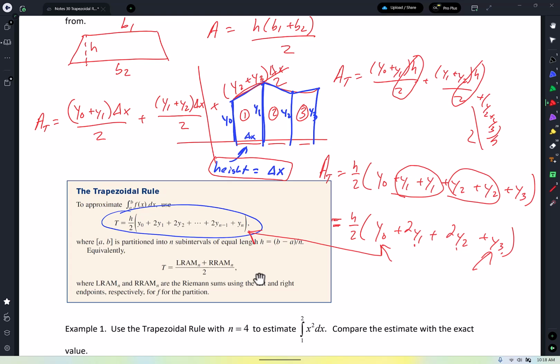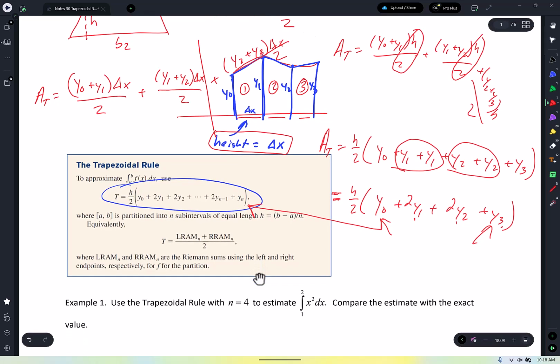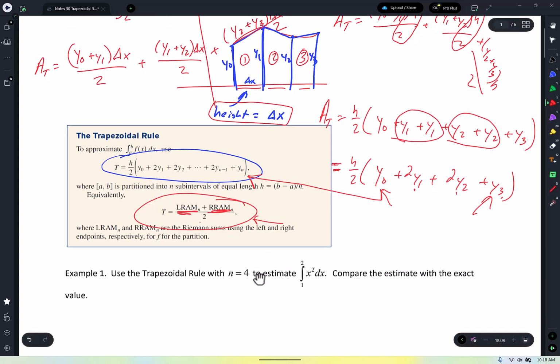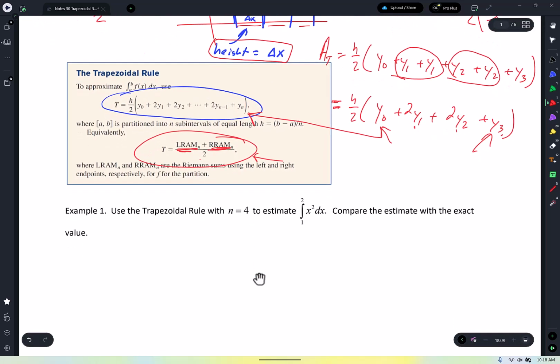Cool or not cool? All right, guys. So that's just how you know it. By the way, trapezoid is the same thing as taking an LRAM and an RRAM and dividing by 2. You get the same results. Last year, Ms. Guerrero thought that doing this route was the easiest route. That's fine. If you think that's easier, do that. It's not a big deal. Both are the same. All right, you guys ready?